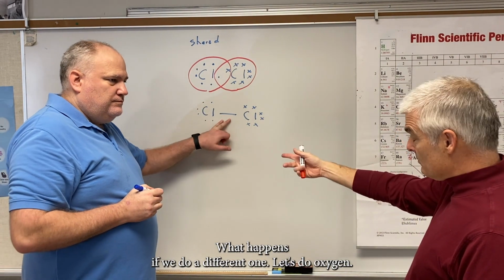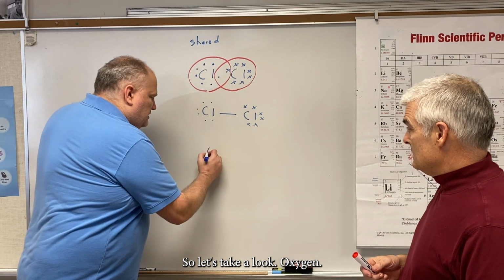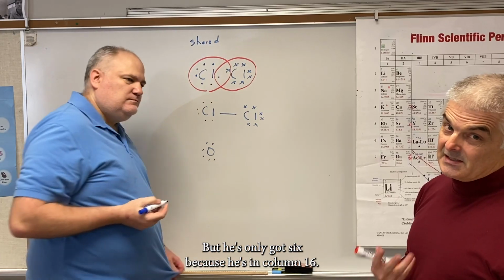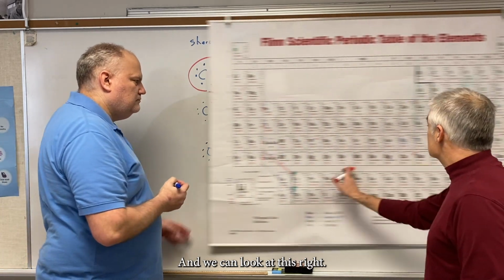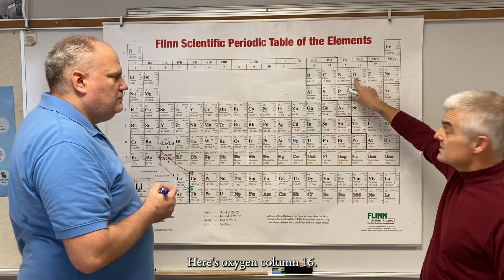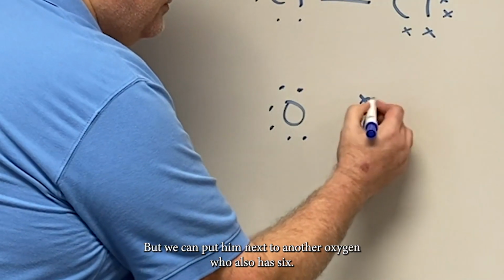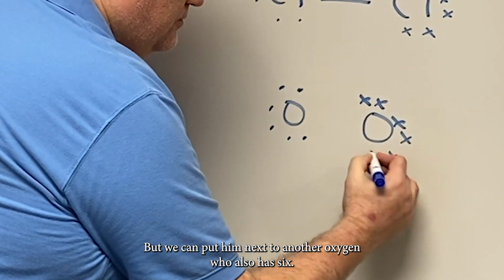Now we can have a separate instance. What happens if we do a different one? Let's do oxygen. Oxygen is even farther from being happy because he's only got 6, because he's in column 16. Here's oxygen, column 16. He's got 6 electrons. He's not happy at all. He's really unhappy. But we can put him next to another oxygen who also has 6.